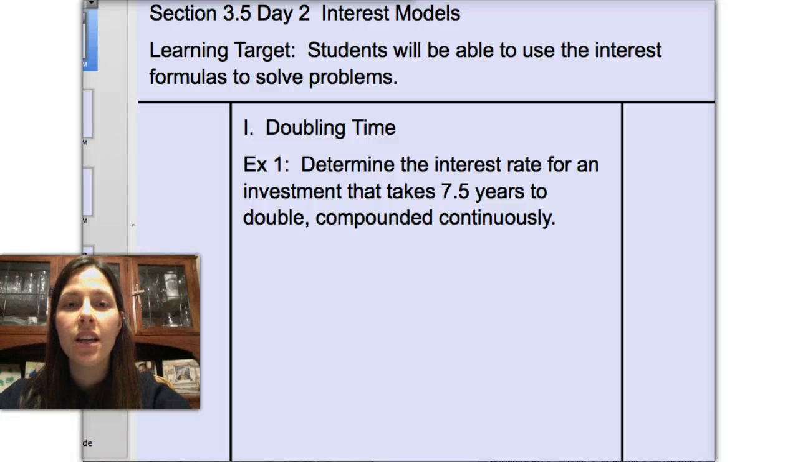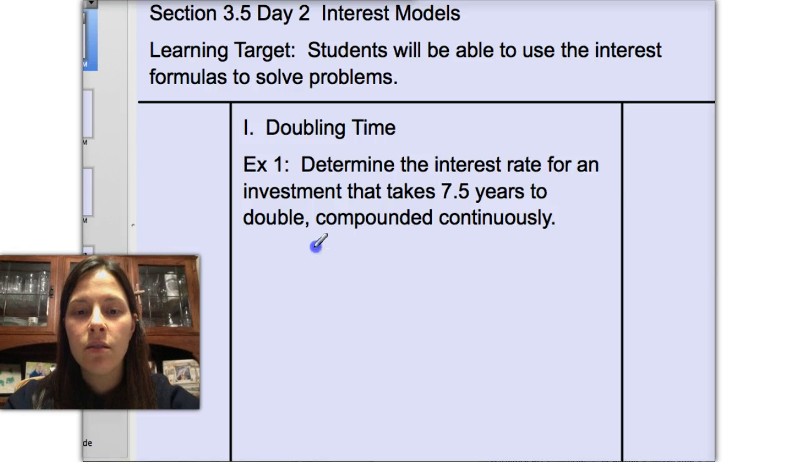Now we're going to take a look at interest formulas, and this time instead of being given all of the information, we're going to solve for a missing piece of information. So if you take a look at our first example, we notice that this account is being compounded continuously, so that will be our PERT formula. So we're going to jot that down.